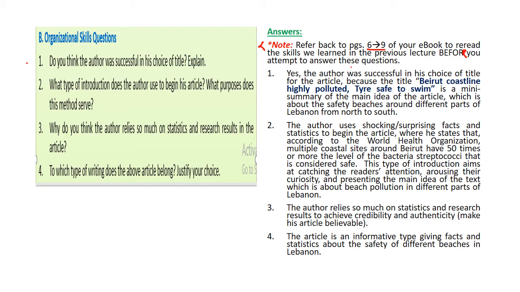Number 1, do you think the author was successful in his choice of title? Yes, the author was successful in his choice of the title for the article because the title, Beirut Coastline Highly Polluted, Tyre Safe to Swim, notice I put the title, is a mini summary. If you want to sound more sophisticated, you can write condensed summary instead of mini summary. It's a mini summary of the main idea of the article, which is about the safety of beaches around different parts of Lebanon from north to south. Safety of beaches, please.